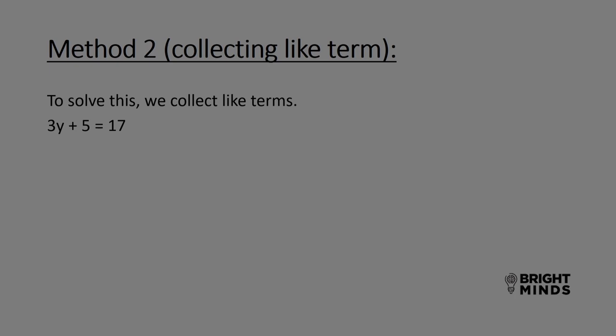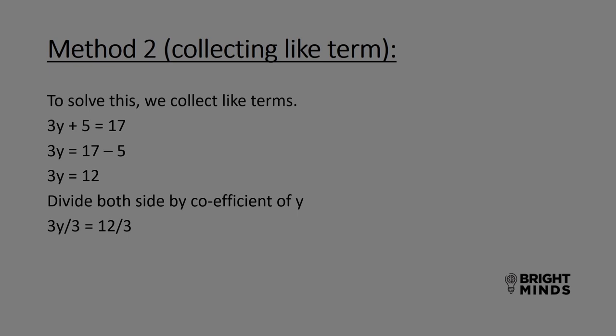Now if you remember in the first slide, I said when you are crossing, the sign changes. So immediately I'm moving this 5 to the other side, the sign changes to what? Minus. So we have 3y is equals to 17 minus 5. So when you subtract, we have 3y is equals to 12. Then divide both sides by the coefficient of y, sorry. Then we get 3y over 3 is equals to 12 over 3. Then y will be equals to 4. So these are the two methods in which we can solve simple equation.